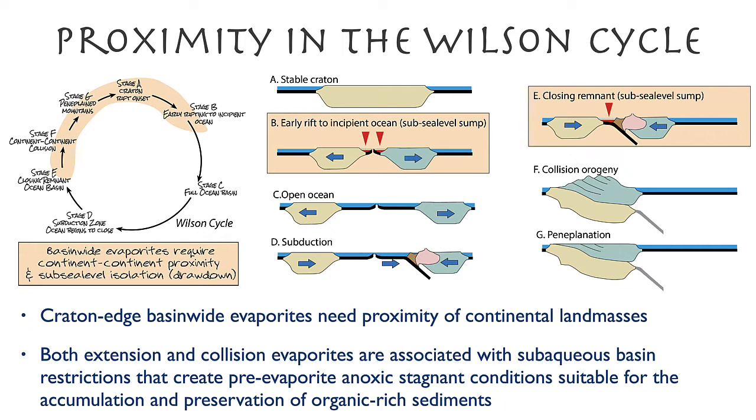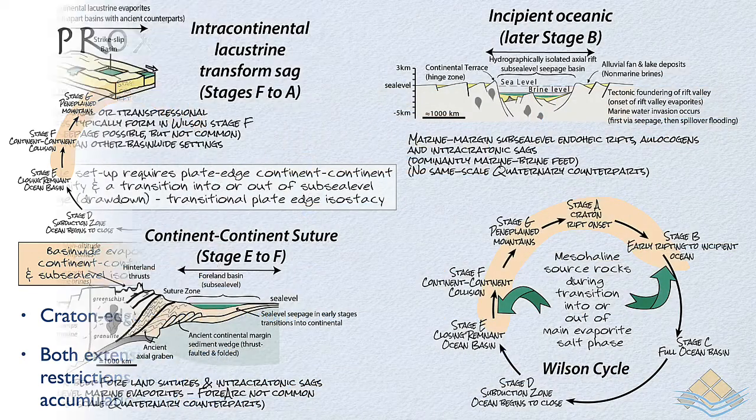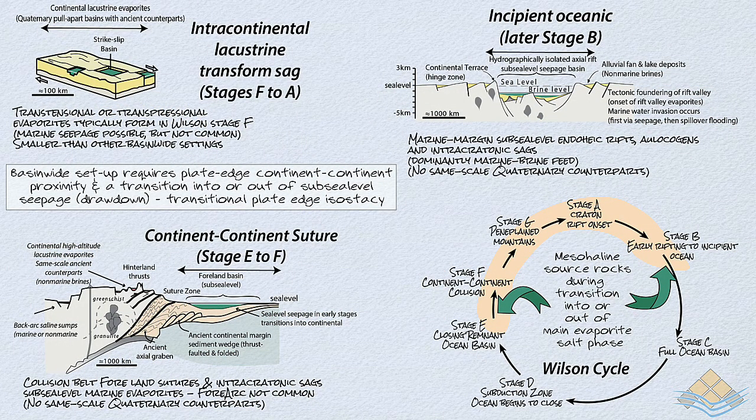Both of these situations are what we call craton edge or continent-continent proximity evaporite associations, where the Mesohaline subaqueous basin sets up the required density stratified, brine layered, anoxic stagnant conditions that facilitate the accumulation and the preservation of our organic rich sediments within the framework of the Wilson cycle.